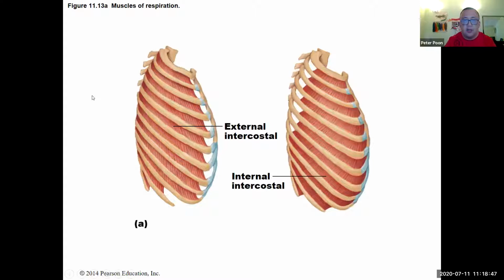External intercostals go this way, internal intercostals go that way.